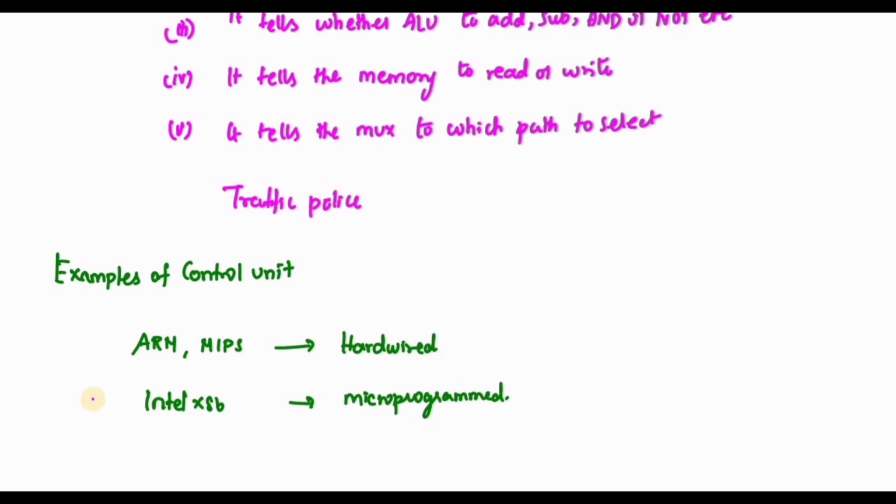So why do we need a control unit? Because without it, the CPU components, that is the ALU, memory, and registers, don't know which data to operate on, which operation to perform, and when to transfer the data. So this is the operation of the control unit.